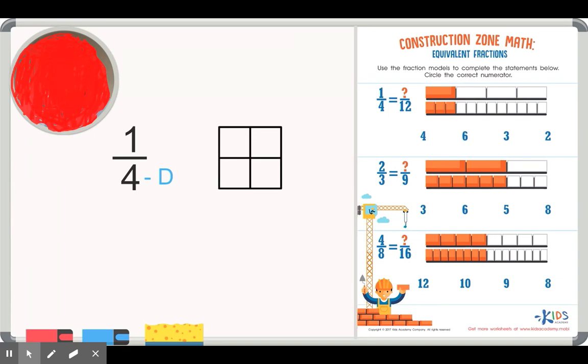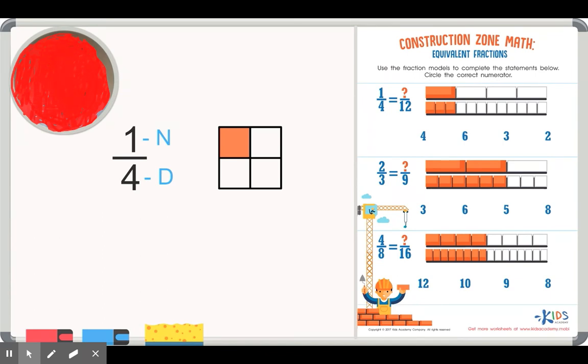The top number is the numerator. The numerator tells me how many of those pieces are shaded in. In this fraction, 1 is shaded in. To make an equivalent fraction, we want to make a fraction that is the same amount of space shaded in. So for example, an equivalent fraction to 1/4 could be 2/8.